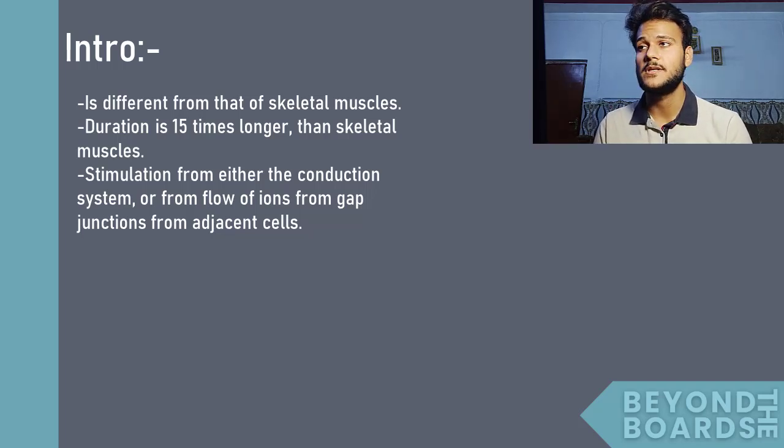The action potential of the cardiac myocyte is a bit different from the action potential that occurs within the skeletal muscles. For one, the duration of the action potential is longer. It's about 15 times longer than that of the skeletal muscles. And this is mainly due to the plateau phase in the myocyte action potential, which is very unique to it, and we'll talk about it in a bit.